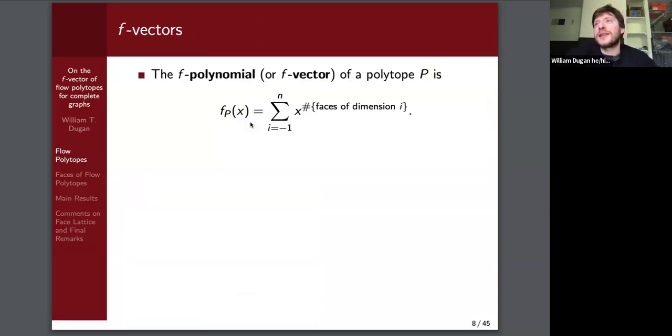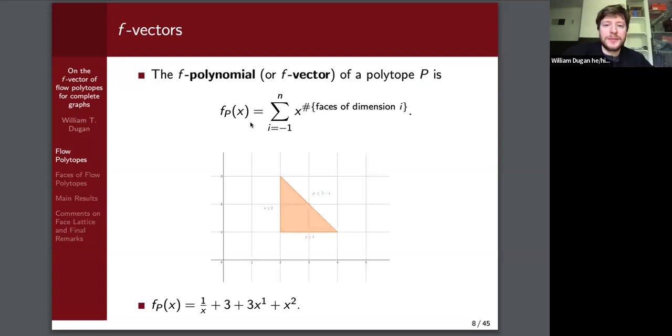And then in the title, I say I'm going to compute something about f vectors. So the f vector, another disclaimer, I'm going to go back and forth without thinking about it between saying f polynomial and f vector. These are the same thing. If you write it as a vector, you call it a vector, but otherwise you just put the entries of the vector as a polynomial, and then the f polynomial. This basically just keeps track of the i-dimensional faces of your polytope.